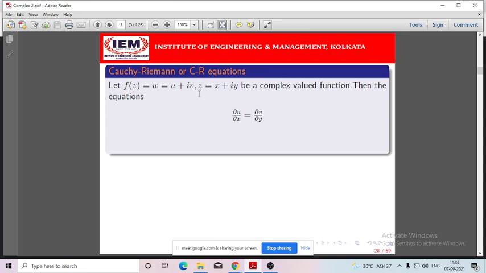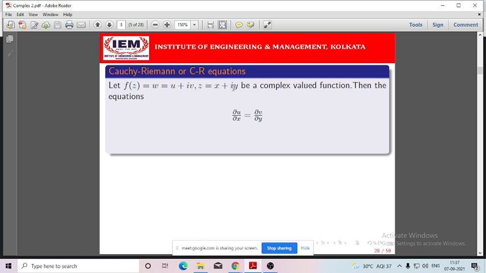And corresponding to the independent variable z, there are also real and imaginary parts. So x is the real part of the independent variable z and y is the imaginary part of z. Then you know that while we do differentiation, we find the rate of change of the dependent variable with respect to the independent variable. So here there are two dependent variables and two independent variables. So how many partial derivatives will we get from here?